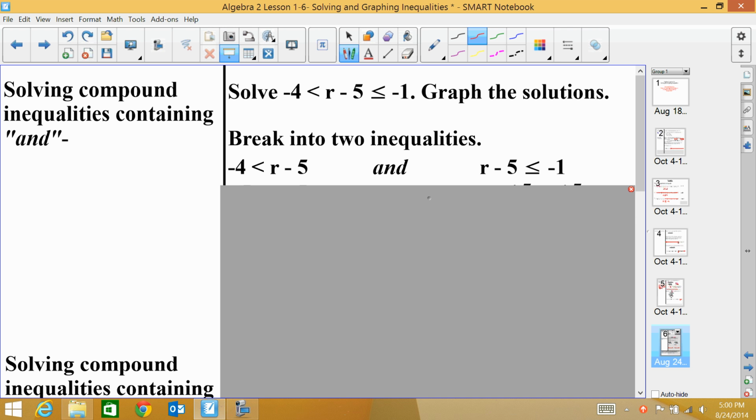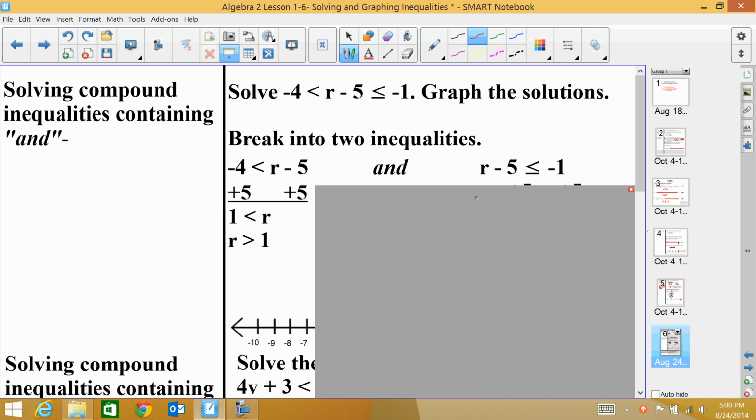And we have r minus 5 is less than or equal to negative 1. So you need to write that one separate. So separate it to where r minus 5 is included in both inequalities. Then you can go ahead and solve each one separately.